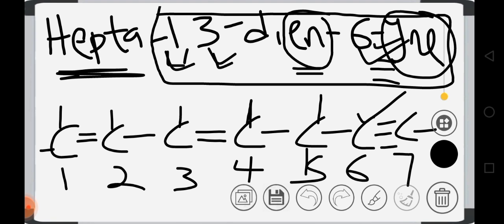How many did I add? I added 1, 2, 3, 4, 5, 6, 7, 8. I added 8 to it. So we have 8 hydrogen-carbon sigma bonds in this place now. 1, 2, 3, 4, 5, 6, 7, 8.